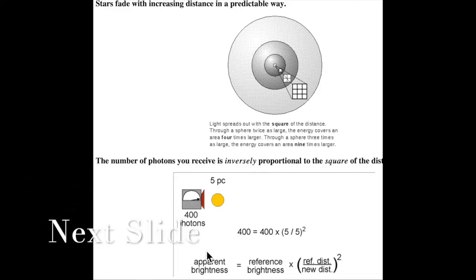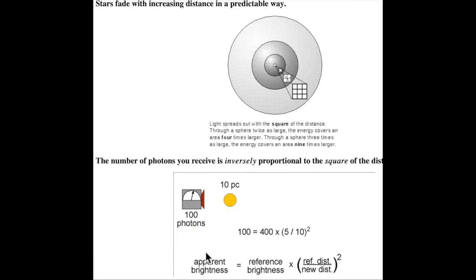For objects too far away for us to measure a parallax, we need to use the inverse square law of light brightness. A star looks fainter the farther away it is in a nice, predictable way. Because light spreads out with the square of the distance, the number of photons you receive is inversely proportional to the square of the distance. The apparent brightness equals the reference brightness multiplied by the square of the ratio of the reference distance over the new distance. Don't forget to square the distance effect.